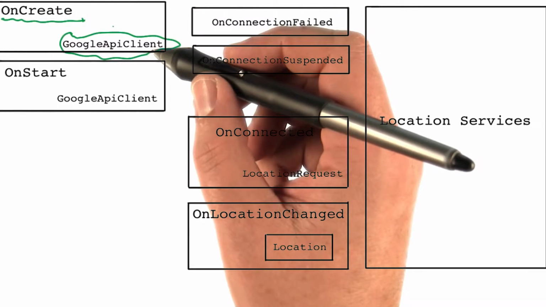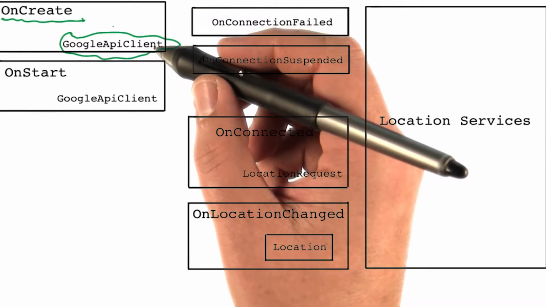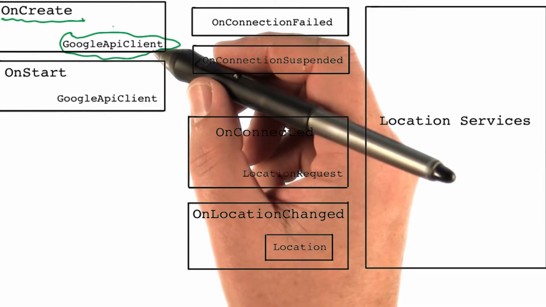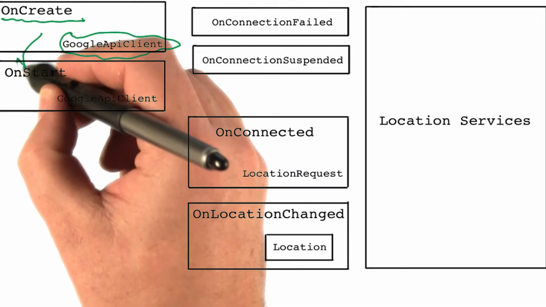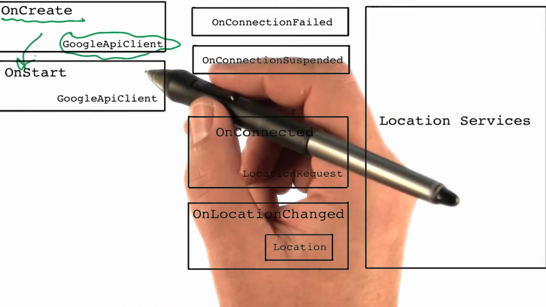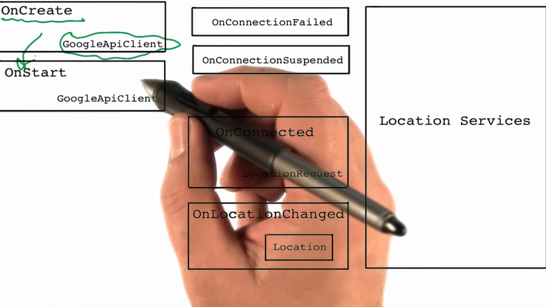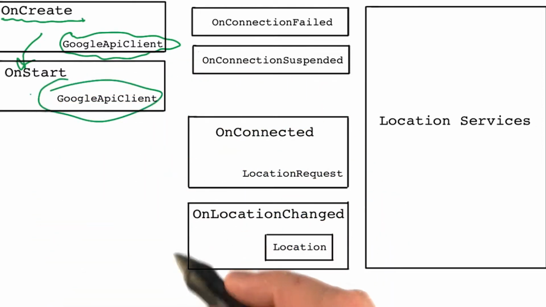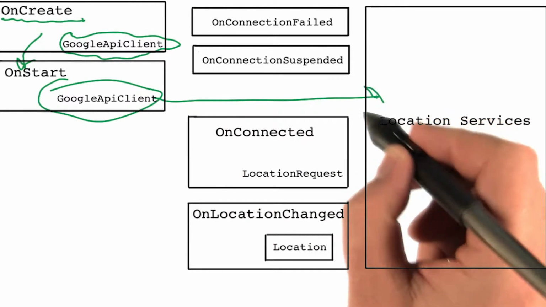And because we're using asynchronous callbacks on the Google API client, more functions are going to fire while the client is running. So immediately after onCreate, Android calls the onStart activity. And in this, we will tell the Google API client, again, to start connecting to location services.